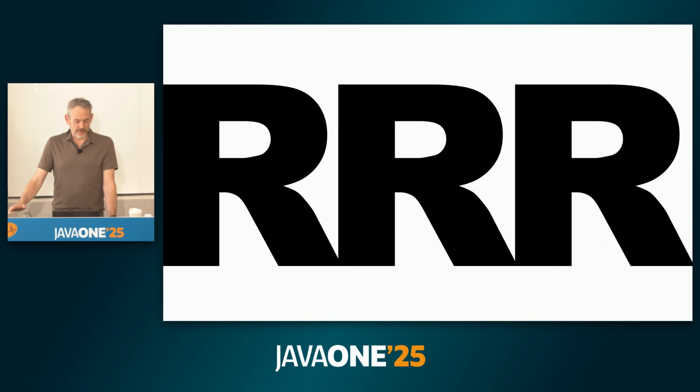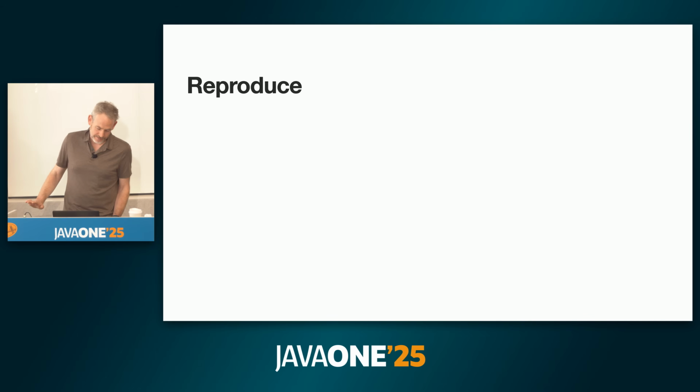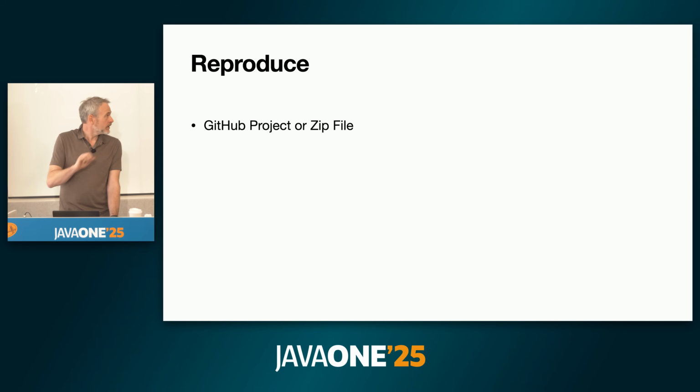So when it comes to issues, I'm kind of breaking it down into three parts. There's reproduce the issue, reporting the issue, and then repairing the issue. So we're going to go through all of these one at a time. Let's start with reproducing an issue.